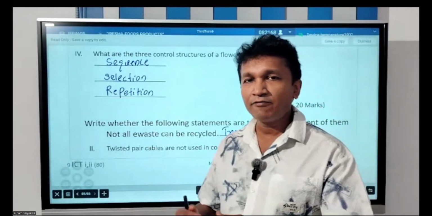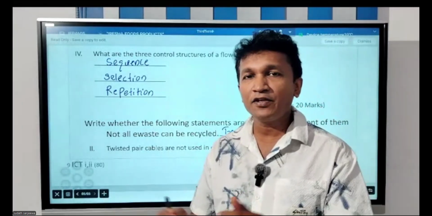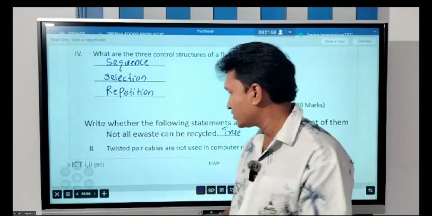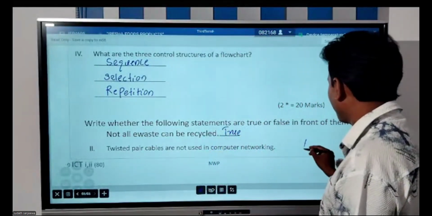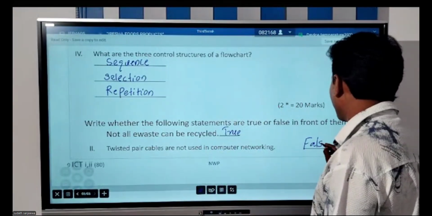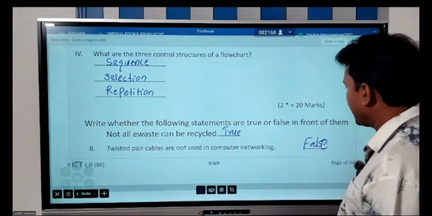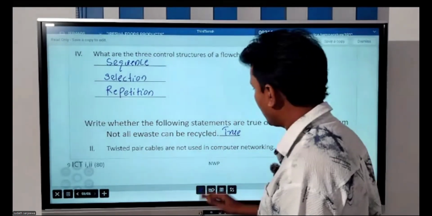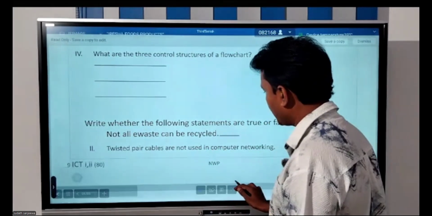So normally in a wired network we use twisted pair. So that is the RJ45 cable. So this is false. Twisted pair cables are not used in computer networking is false. Therefore, this is false.